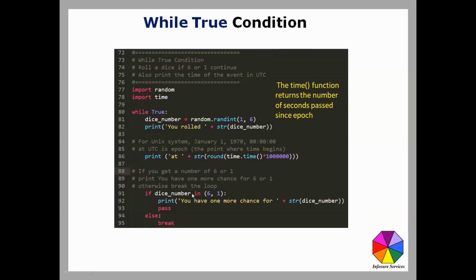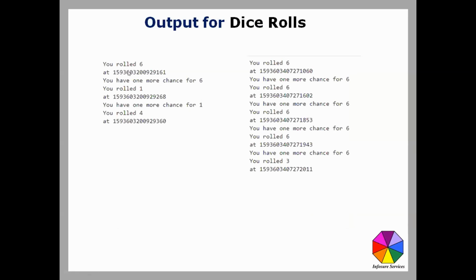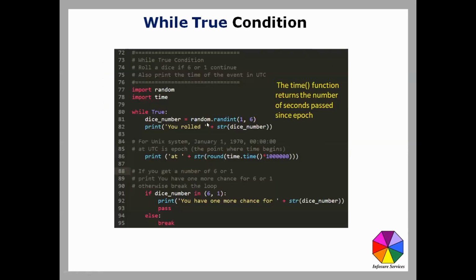And so what will happen? It will just do everything fine, but if you got 1 or 6, it will just move on. Have a look at the output of this. I did run the program. So you have output: you rolled 6 at this many seconds from that epoch. And then we give you one more chance to roll. I put that if it's 1 or 6, you have one more chance to roll the dice.